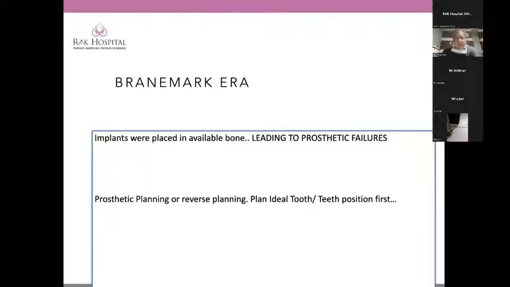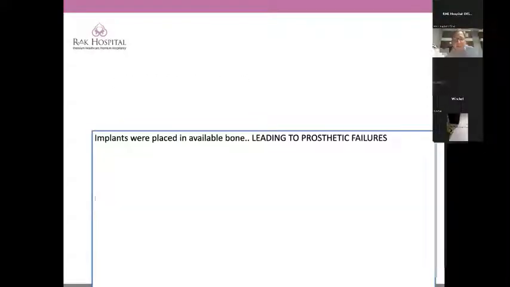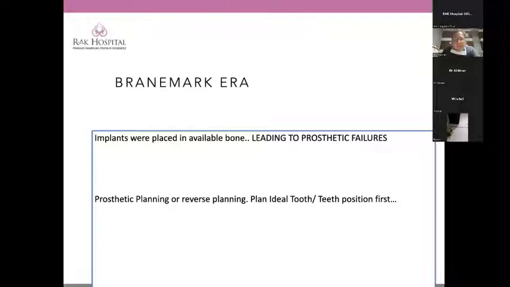During the Branemark era, once they found out that implants can be placed in the bone, at that time, not enough emphasis was laid on the prosthesis part. So people were placing implants in the available bone. But now we realize, as Dr. Abhinav also discussed, that we need to have the pillars or the implants at the right places for the prosthodontic colleague to be able to place the teeth in the right position. So we call it prosthetic planning, or reverse planning.